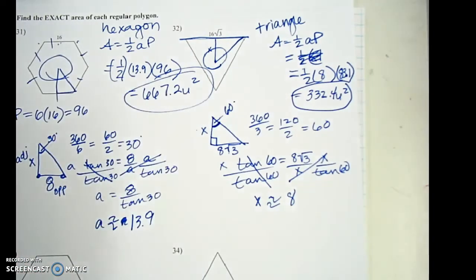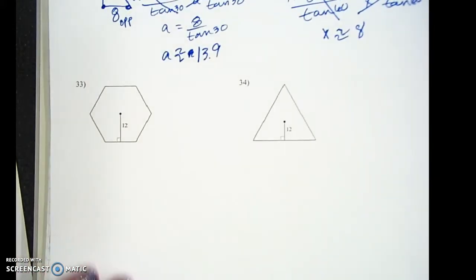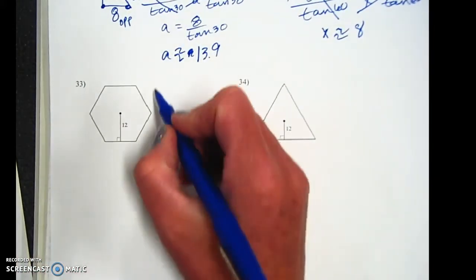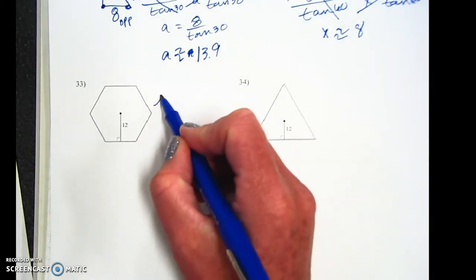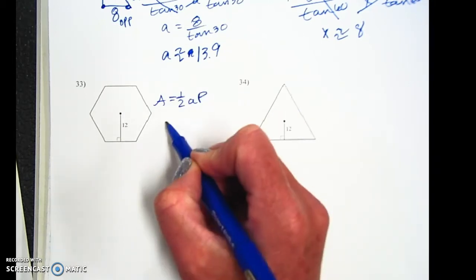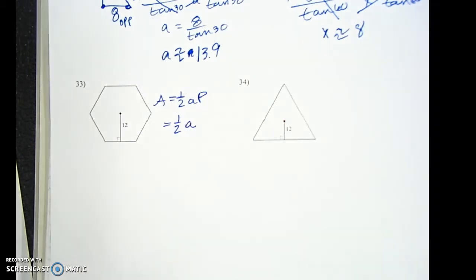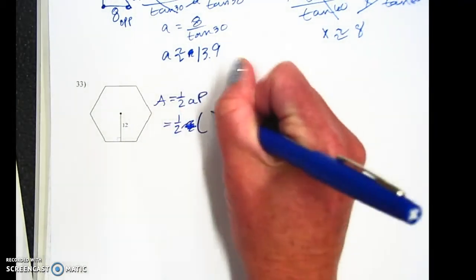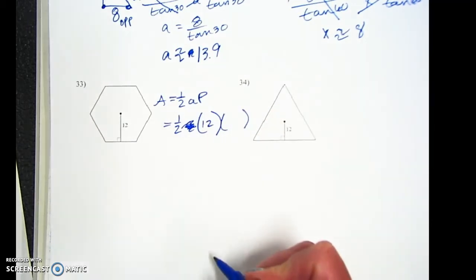All right, jump down to number 33. 33 has 6 sides, so it's an apothem. It's a hexagon as well. So we're going to use 1/2 the apothem times the perimeter again. We want to plug in the apothem, which is 12. We just need to get the perimeter.